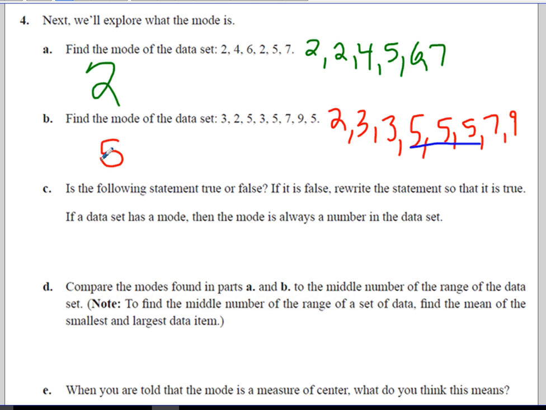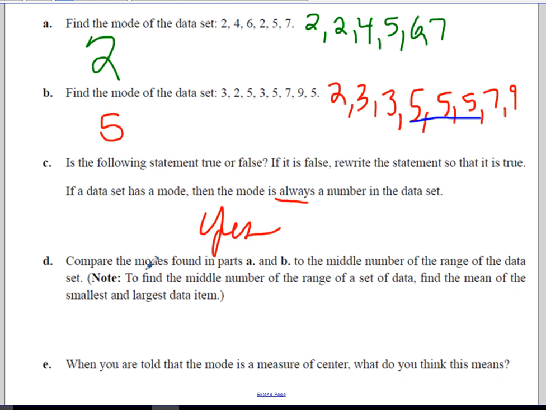Even though neither one of these cases show that you can have more than one mode, let's say if we had another 3 where there are 3 3s and 3 5s, your modes would be 3 and 5. So true or false? If a data set has a mode, then the mode is always a number in the data set. Well, we're looking at repeated values, so yes, it has to be in the set itself. Otherwise, how can it repeat?